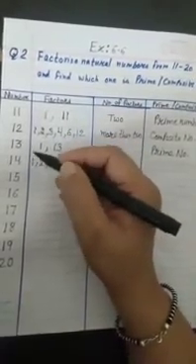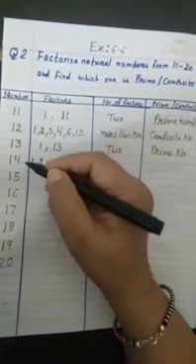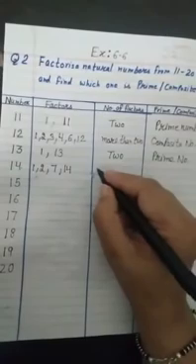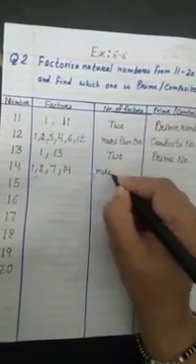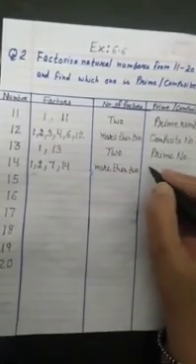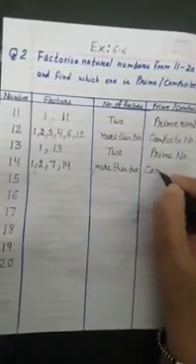Then check the table of 6. 14 does not come on the table of 6. Then on the table of 7, 7 twos are 14, and then 14 itself. Here also it has more than 2 factors. So it is a composite number.